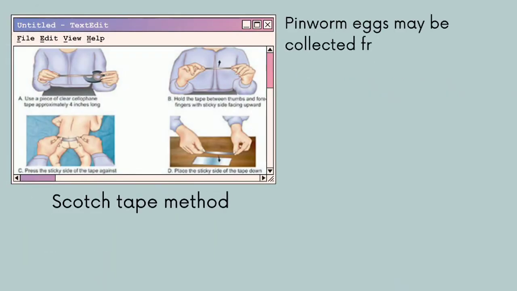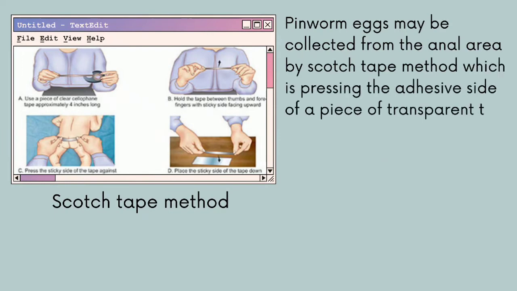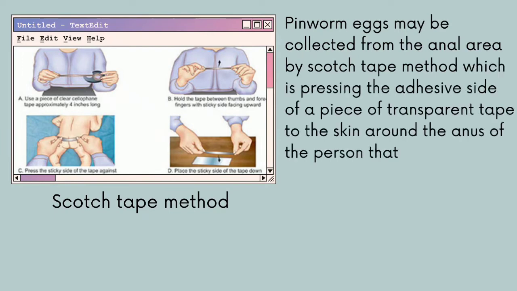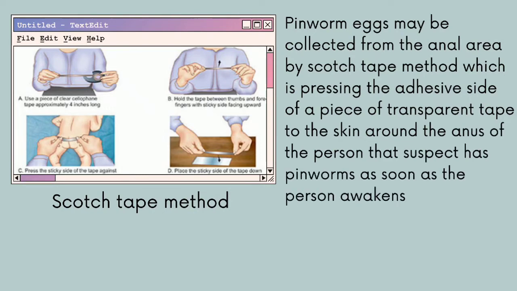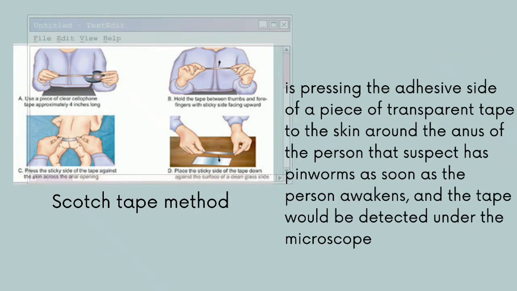Second is the Scotch tape method. Pinworm eggs may be collected from the anal area by the Scotch tape method, which is pressing the adhesive side of a piece of transparent tape to the skin around the anus of the person suspected of having pinworm. As soon as the person awakens, the tape will be examined under the microscope.